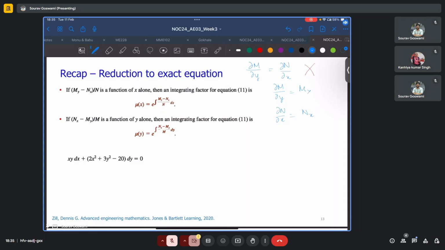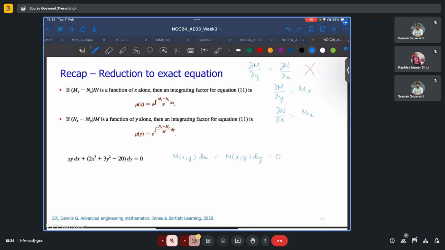Once we multiply both sides of the given equation with this integrating factor, we may be able to reduce the given equation into an exact form and then find the family of solutions corresponding to this equation. To illustrate this methodology, let us also solve one example which is given here. xy dx plus (2x square plus 3y square minus 20) dy is equal to 0. So upfront we can see that this is of the form M of xy dx plus N of xy dy is equal to 0.